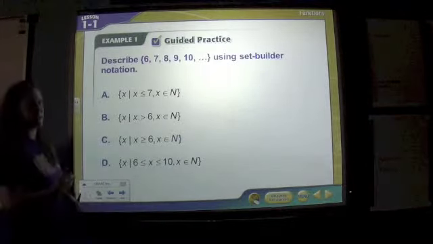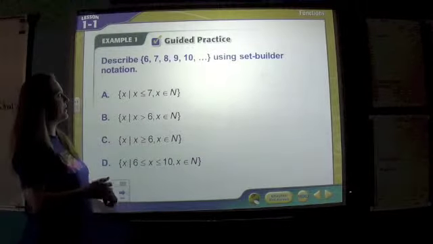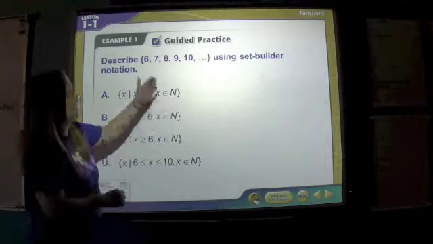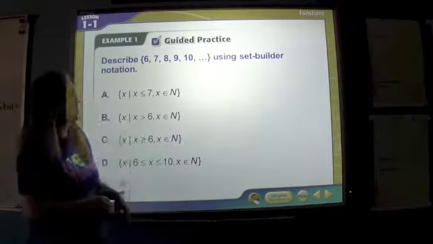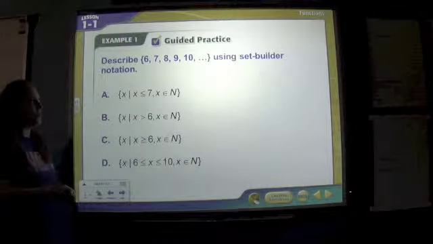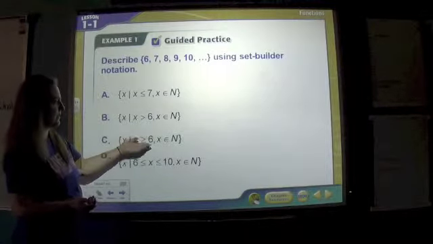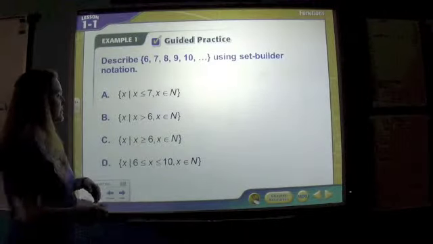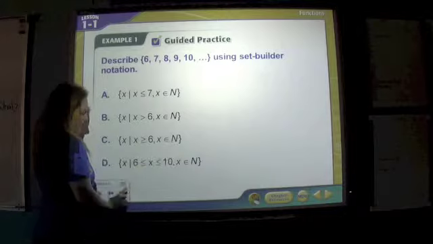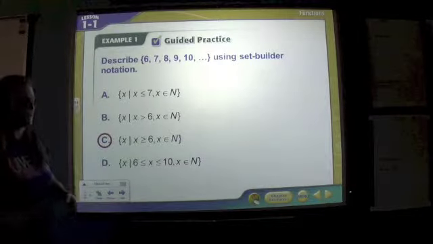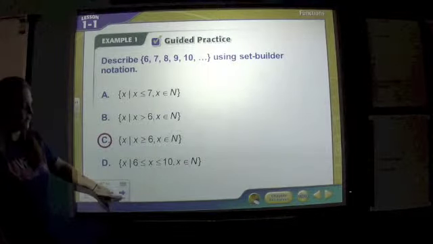So these slides have multiple choice on it. Describe 6, 7, 8, 9, 10, and forever using set builder notation. So you know it's greater than or equal to 6. So obviously it's this one. But it's also natural numbers. So x is an element of N. And there's the answer. So that's set notation.